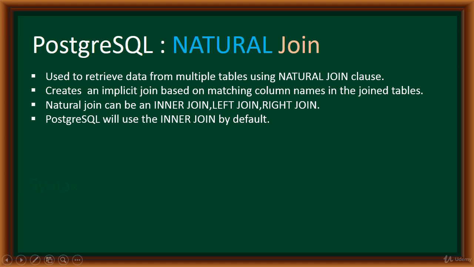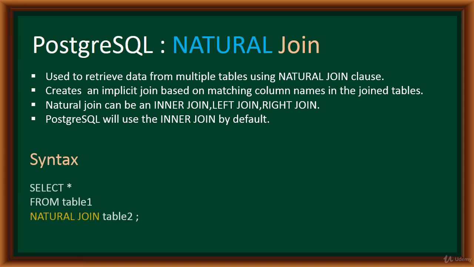Let's have a look at the syntax to see how you would implement a natural join. So this is the syntax. Basically, you select all from the column, if you're using all columns, and then from the first table, and then you specify a natural join. If you want the natural join to be, say, a left join, you have to indicate that inside square brackets. If you don't indicate that, the natural join will implement an inner join.